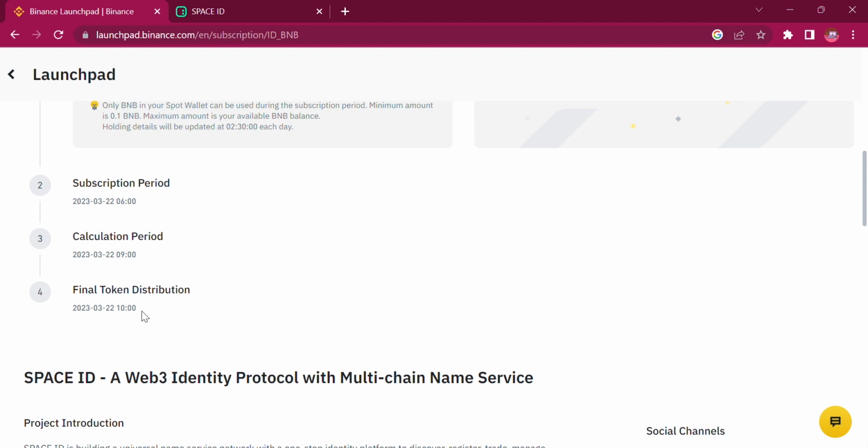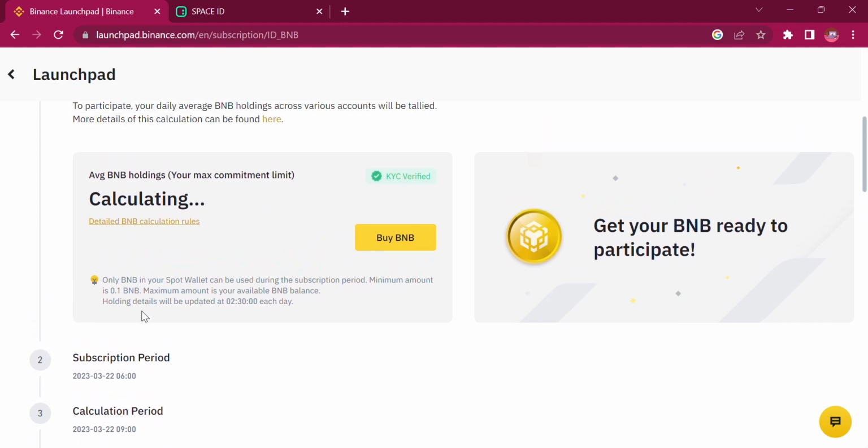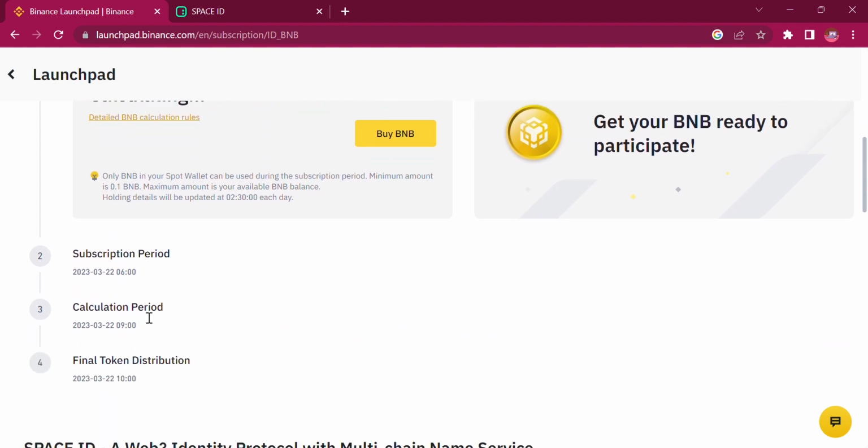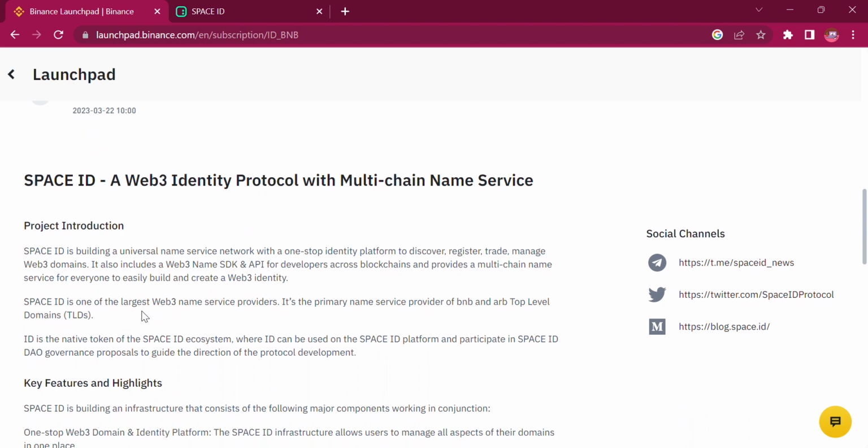So after the final token distribution, it's listed on Binance, and we are going to see massive price action because a lot of people usually participate in these launchpads, right? So on that day, I'm going to do another video on how to subscribe and what to expect when the token is finally launched.